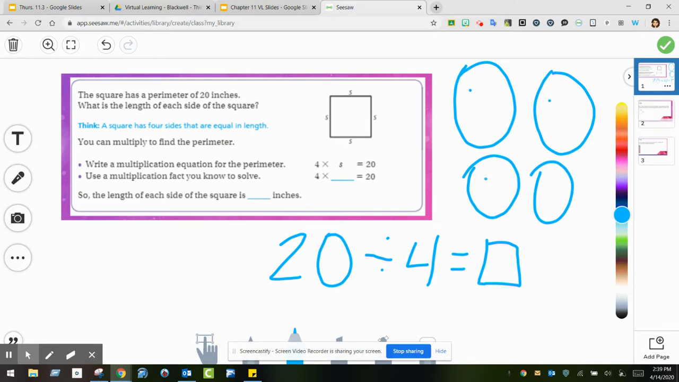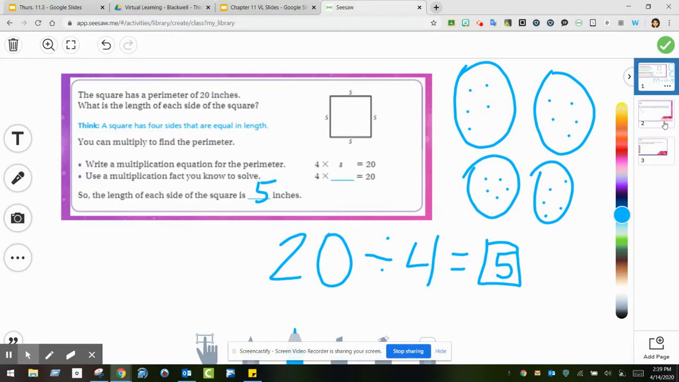1, 2, 3, 4, 5, 6, 7, 8, 9, 10, 11, 12, 13, 14, 15, 16, 17, 18, 19, 20. I have 5 in each group. So therefore, the length of each side of the square is 5 inches to get a total perimeter of 20.